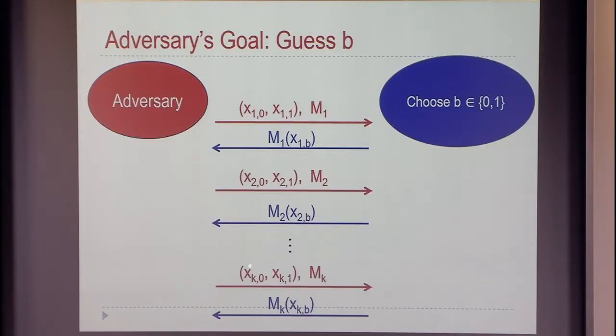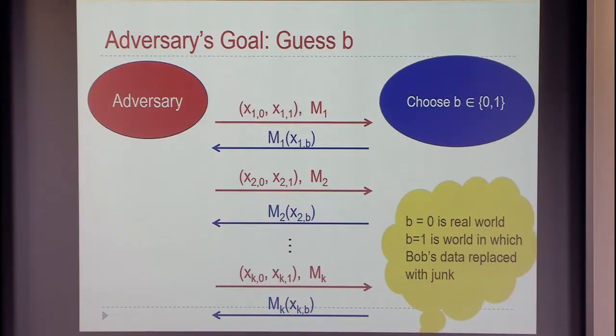Same b, and so on and so forth. And the job of the adversary is just to figure out what b is. Okay? So for example, when b equals 0, maybe this is the real world, and when b equals 1, we've gone through and replaced all of Bob's data with junk. And the adversary's job is trying to figure out which of the two is the case. Or I like to think in terms of people and ghosts. And the adversary is trying to figure out if Bob is a person with real data or a ghost who has no data.